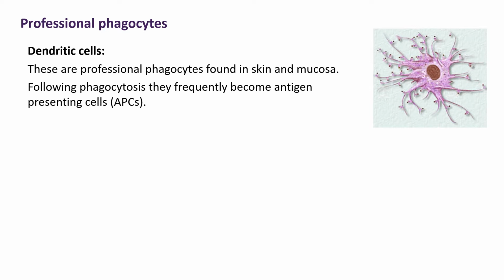So they're generally found around the skin and the mucosa, and following phagocytosis, these frequently become antigen-presenting cells. These become the link between the innate response and the adaptive response.